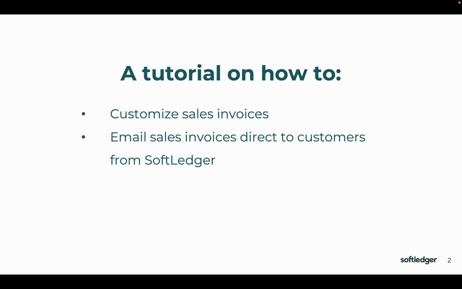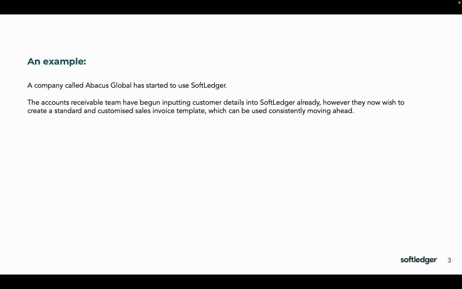This is a Soft Ledger tutorial on how to customize sales invoices and email sales invoices direct to customers from Soft Ledger. Customizing a sales invoice in Soft Ledger can be completed in a few simple steps. Let's take a worked example to demonstrate this. A company called Abacus Global has started to use Soft Ledger. The accounts receivable team have begun inputting customer details into Soft Ledger already. However, they now wish to create a standard and customized sales invoice template which can be used consistently moving ahead.